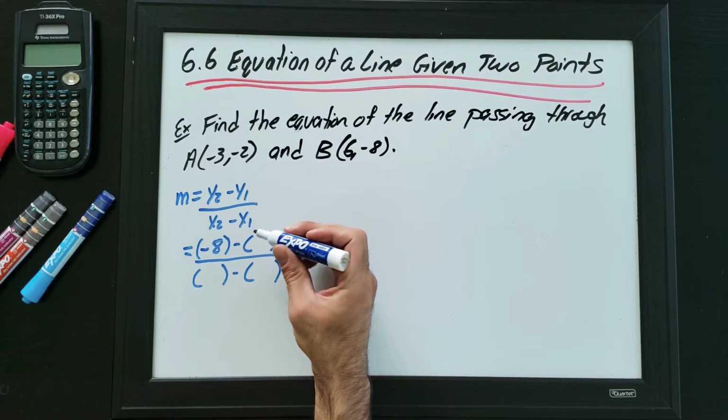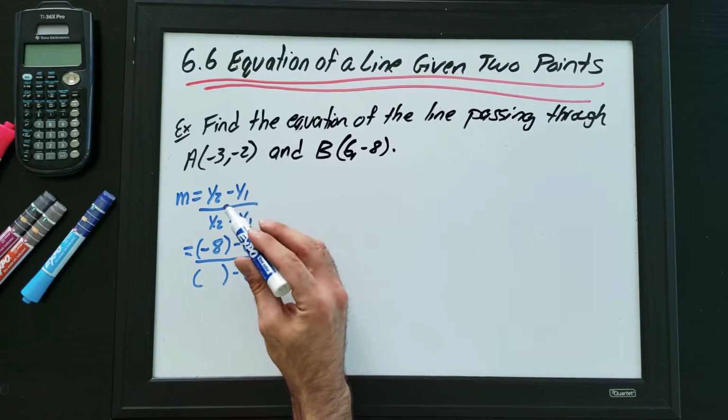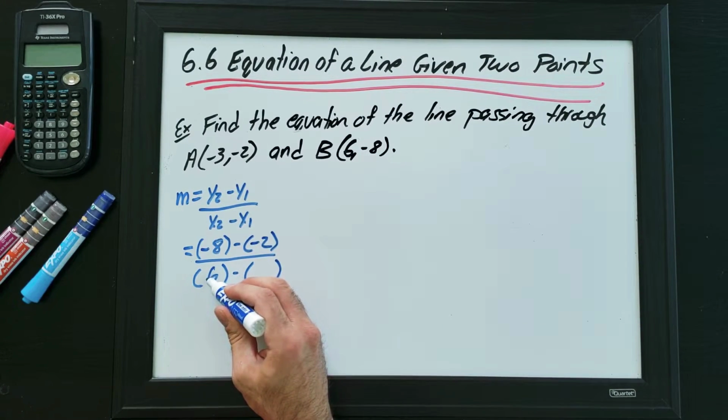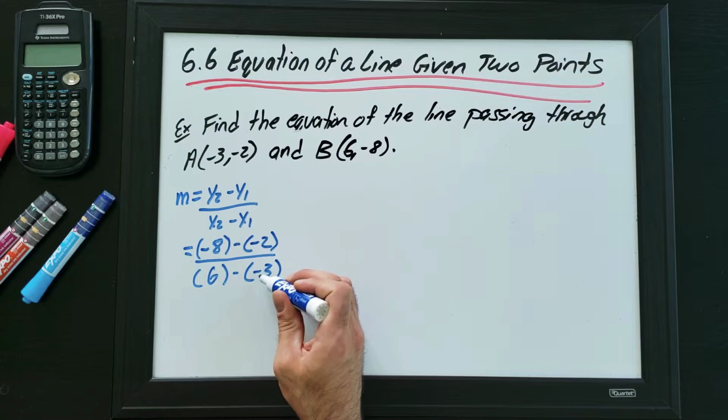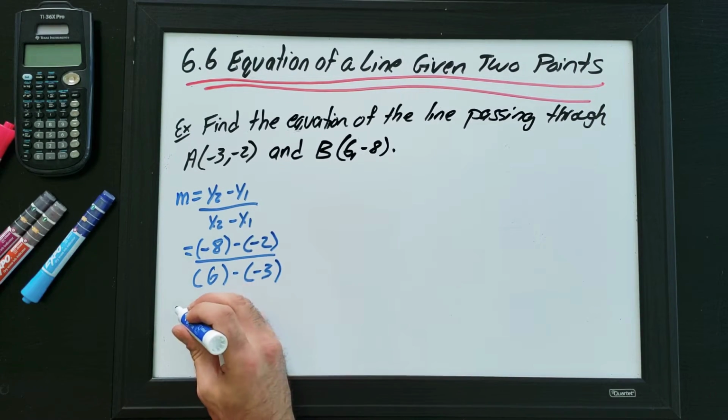Okay, now the next y1 is -2. See, I'm not making that mistake now. Let's take a look at the x's. I started here, so I have to start here. This is a 6. That's a -3. No errors because brackets are life.